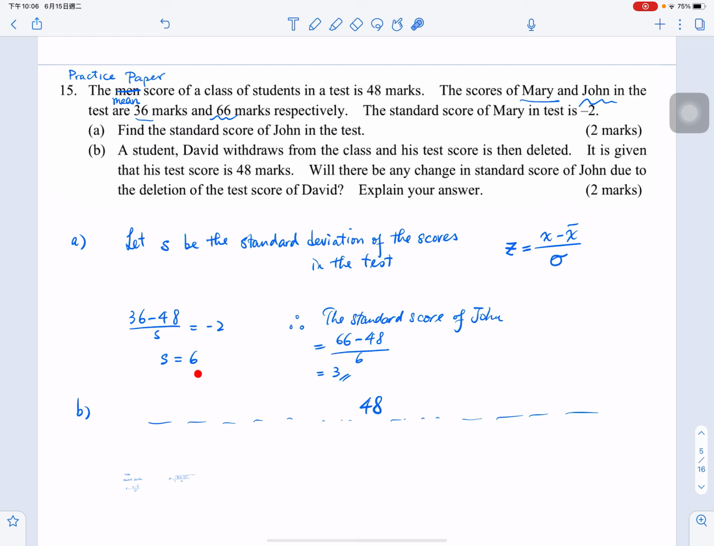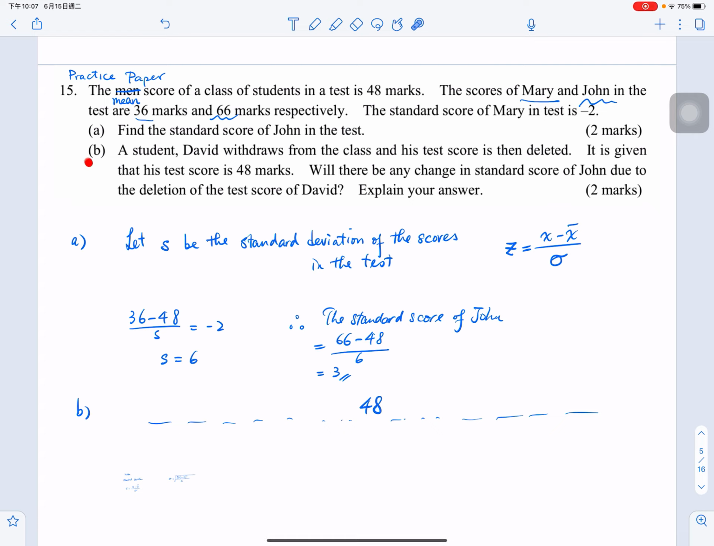The standard deviation is 6. So the standard score of John: take the raw score 66 minus the mean, over the standard deviation 6. So the answer is 3. Okay, so the standard score of John is 3. Here the standard score of Mary is -2. You see, negative means lower than the mean. This one is positive, that means the raw score is higher than the mean, right?